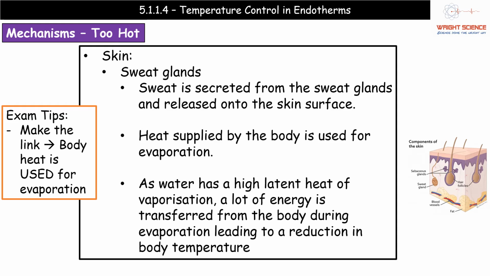The next bit in the skin that we're going to look at are the sweat glands. So you've got these sweat glands scattered throughout your skin, and that is going to then secrete sweat. Now the sweat is going to be released onto the surface of the skin itself, and heat from your body is then going to be transferred to that sweat, which leads to evaporation.